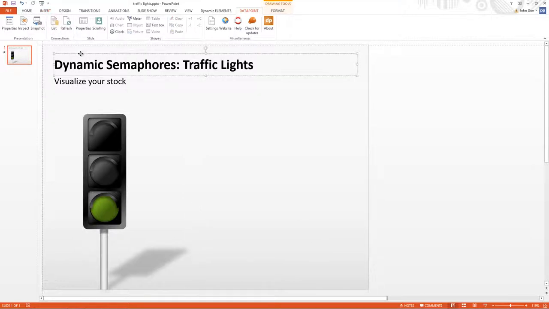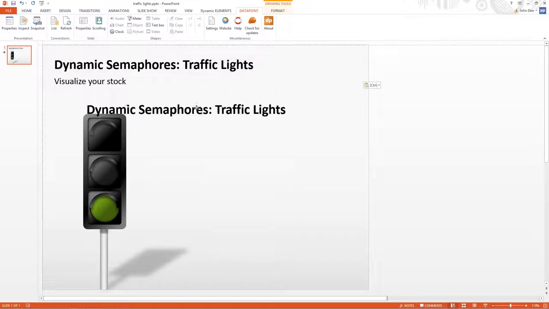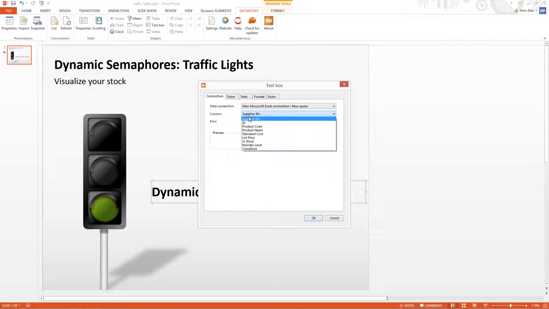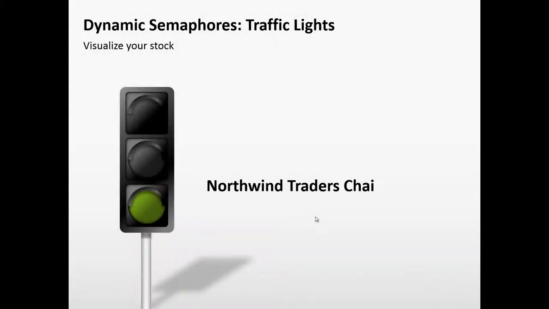Now we need to add a text box where we can display the product name. So I copy this text and place it next to the traffic light. And now I'm going to assign the product name in DataPoint. So I click Text Box, and for the column, I select product name to be linked. Now this text box is linked to the product name. When I run the slideshow now, it will display the current information of my Excel file. So when I change the Excel file, the information is reflected on the slideshow.